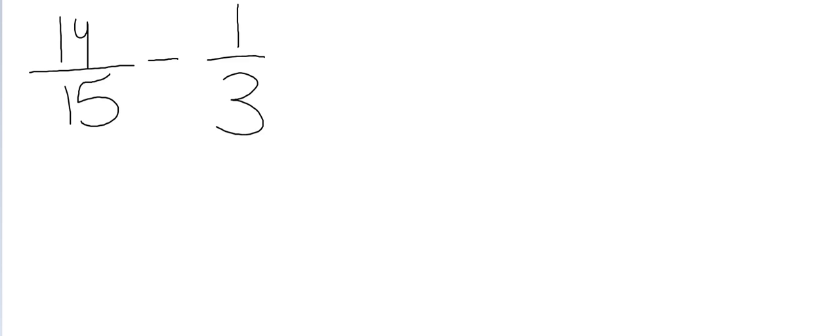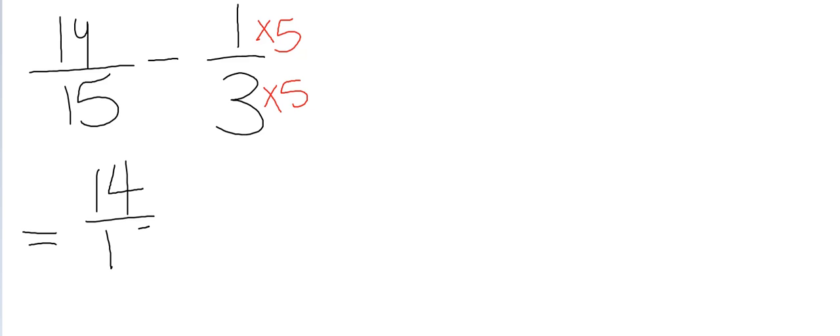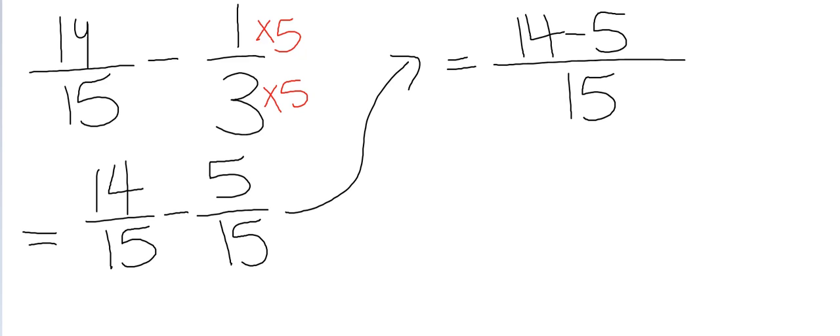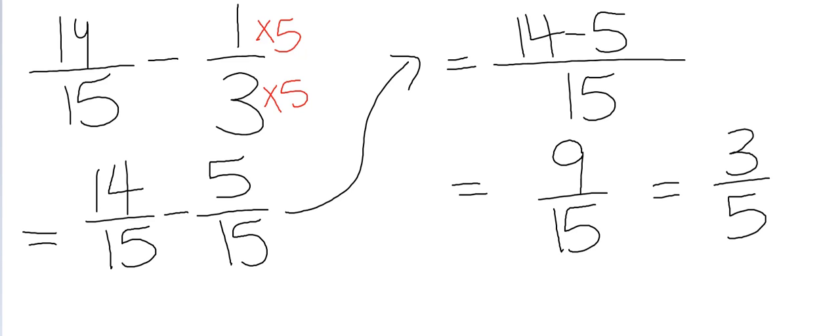So let's try to make 3 equal to 15. And we can do that by multiplying 3 by 5. So 3 times 5 we know is 15. So you can do the same to the top. If you rewrite our expression, we know that 14 over 15 minus 1 times 5, which is 5, over 3 times 5 is 15. And we can write it as 14 minus 5 over 15. So our answer would be 9 over 15. And now we can just simplify this and write this as 3 over 5.